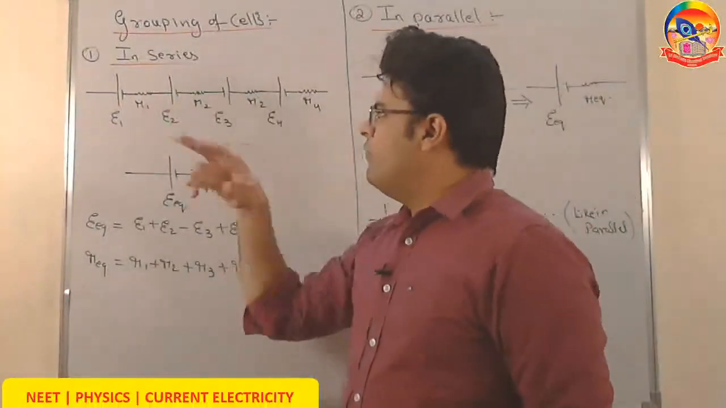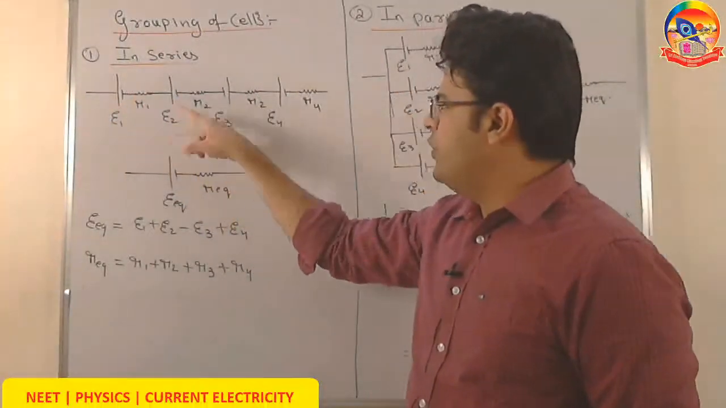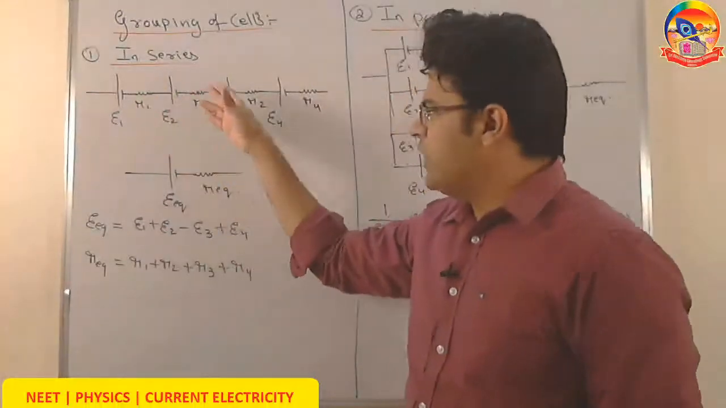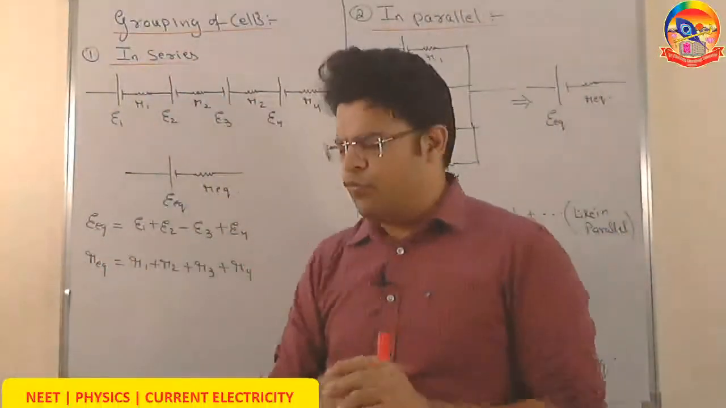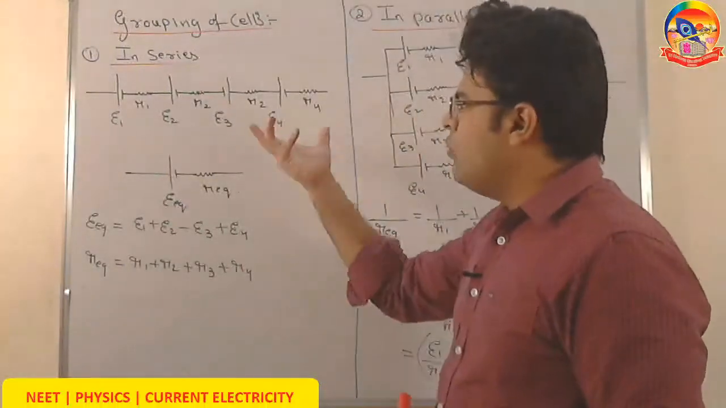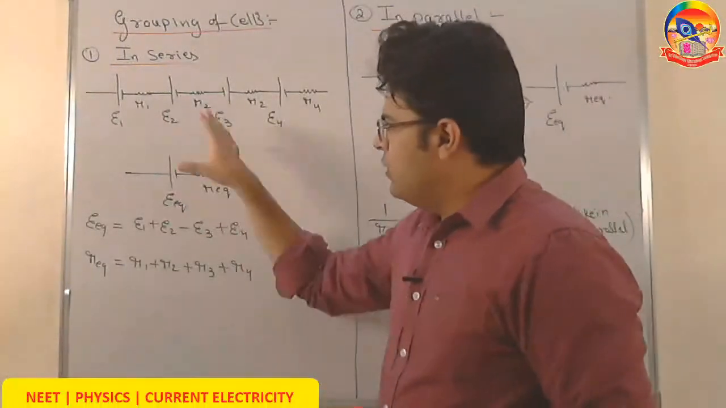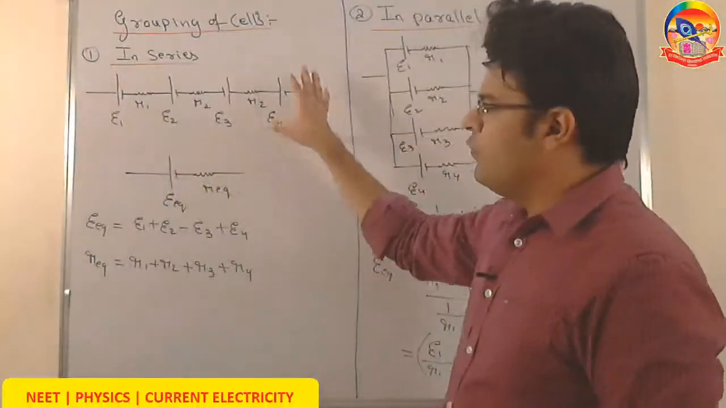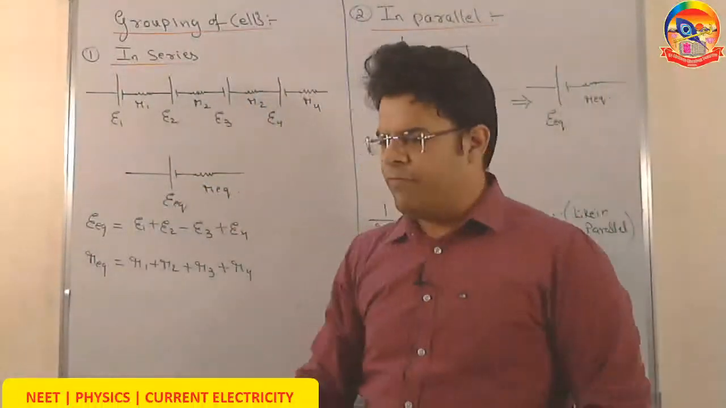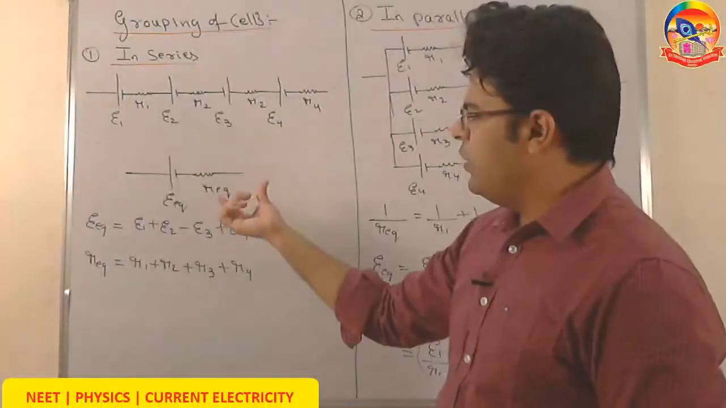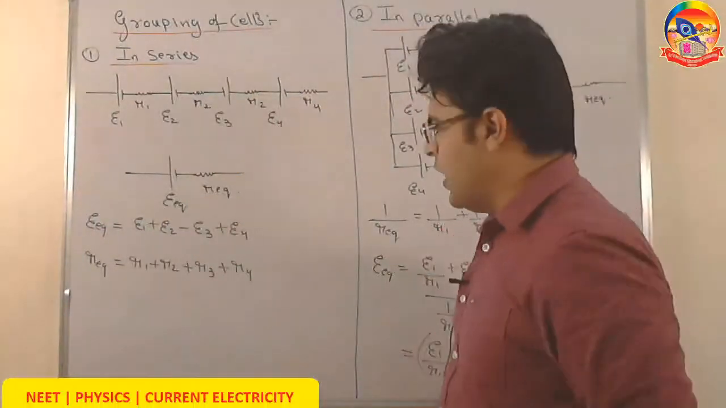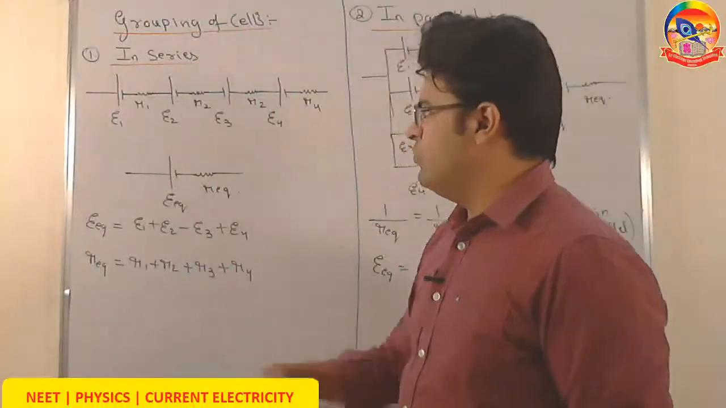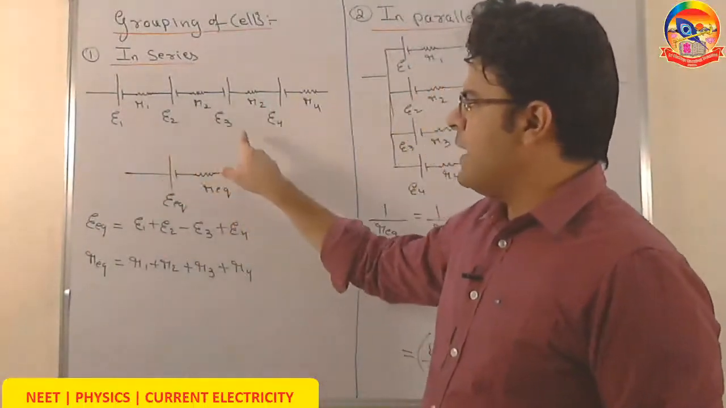Let's say we have got multiple cells having EMF E1, E2, E3, E4, internal resistance R1, R2, R3, R4 connected in series. They are said to be in series when the same current flows through them. So now here, how do you write the equivalent? Let's say we wish to replace all 4 cells and place only one cell having EMF equal to E equivalent and internal resistance equal to R equivalent. So what has to be the EMF and what has to be the R equivalent? The EMF equivalent has to be E1 plus E2 minus E3 plus E4.